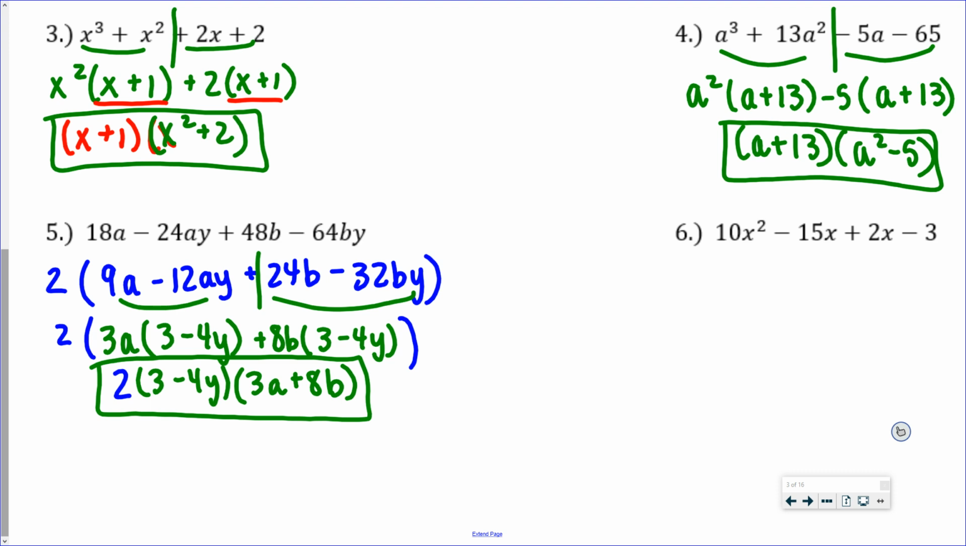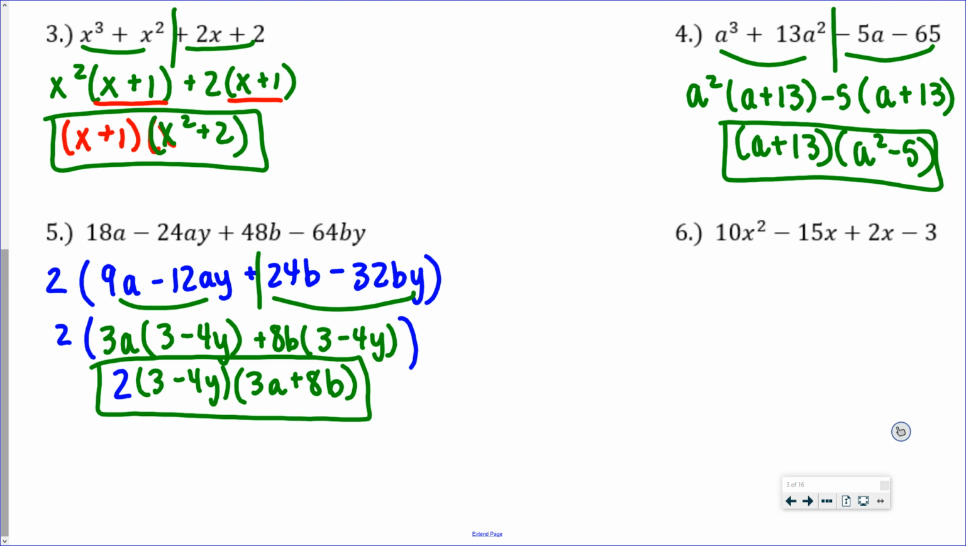If we don't factor out the 2, is our answer still correct technically or not? No, that's not fully factored then. If you didn't factor out a 2, you might be left with like 6 minus 8y, and that's not fully factored. Or you might be left with 6a plus 16b. Yeah, that's what I got.